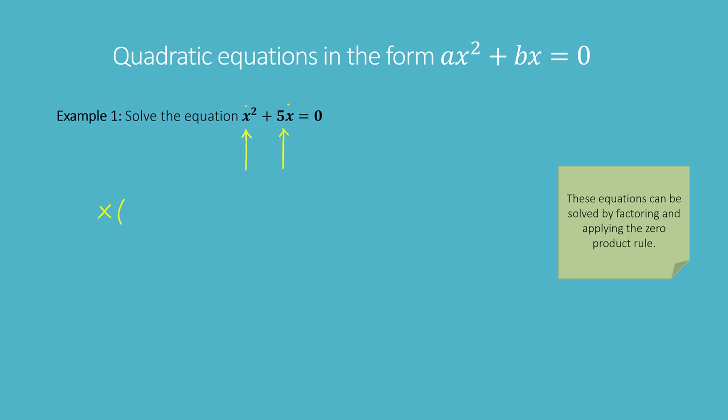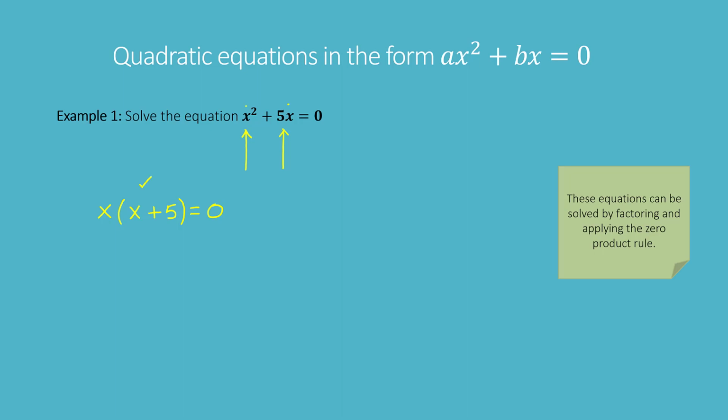Now, remember factorization. x times what gives us x squared? Well, times x. x times what gives us 5x? Well, times 5. And this equation is equal to 0. Let's double check our factorization. x times x, x squared. x times plus 5, plus 5x. So our factorization is correct.